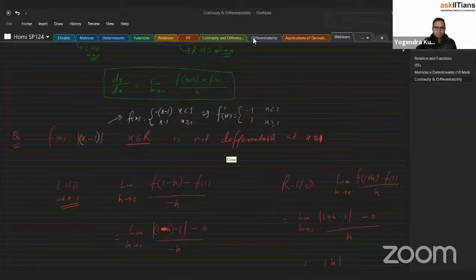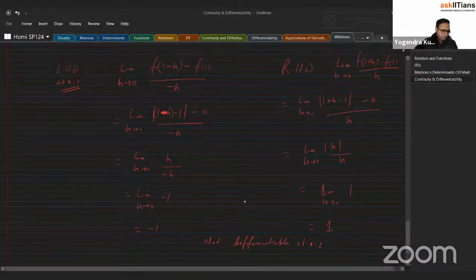Everyone understand, right? Okay, this is what it is. So the left-hand derivative is not equal to the right-hand derivative at x equals 1. So that's why it is not differentiable there.